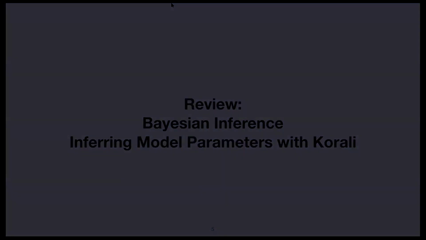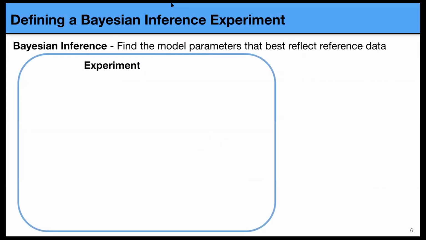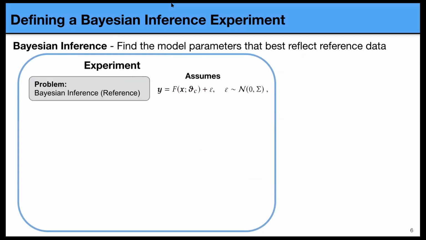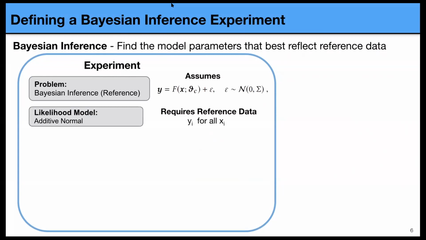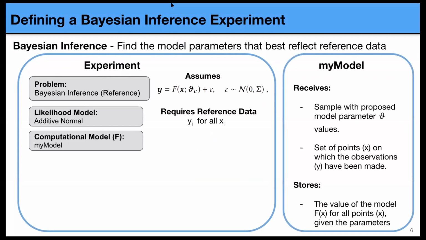Let's review what we saw yesterday. We wanted to do Bayesian inference, and as you saw, we defined a problem in Korali, and with the assumptions we know already, and we have some reference data to fit Korali and to compare what we observe on the model, a likelihood function or model, and a computational model, which is what we run, and we're trying to see how good it is, or calibrate its parameters to better fit the observations.